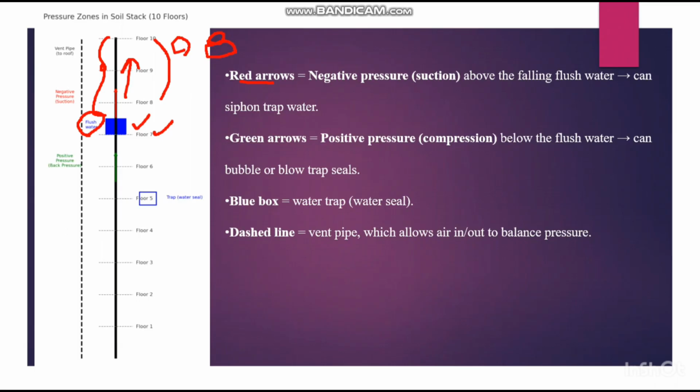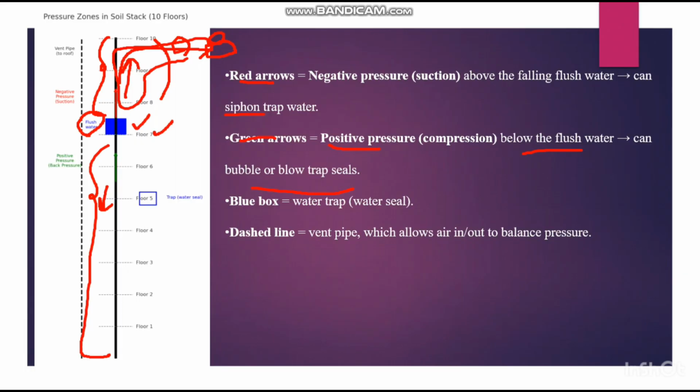So because of the negative pressure, this area will create a negative vacuum. This is called self siphonage. Then we have the green arrow, you can see in the bottom area. From the bottom floors, it will create positive pressure. I mean the compression will happen below the flush water, which can bubble or push below the trap seal.